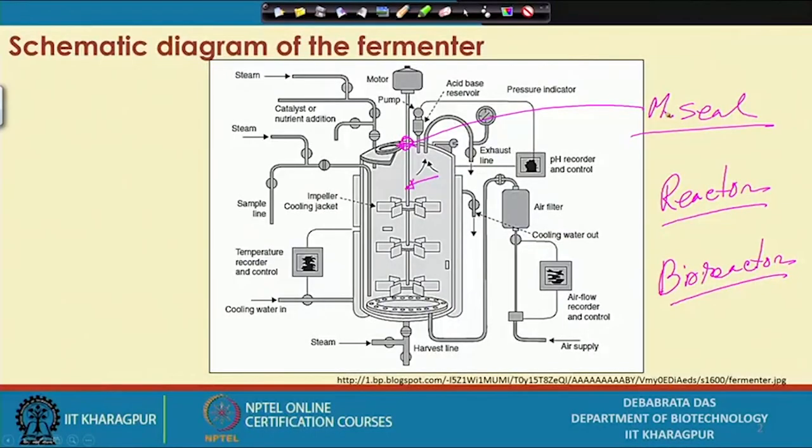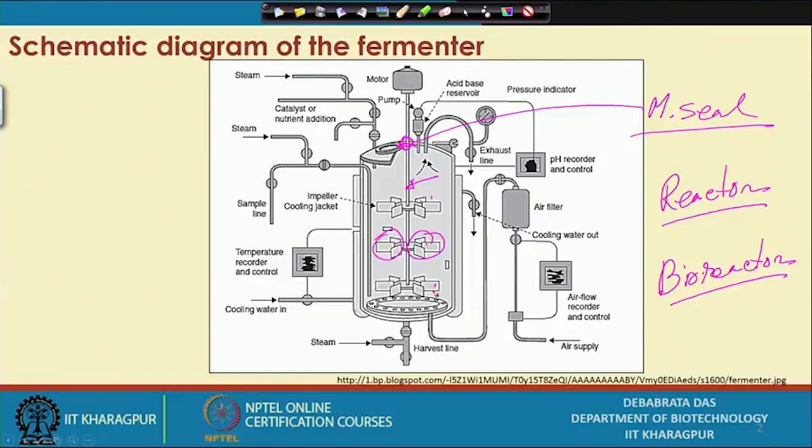Now, there are a lot of other things that we have. This is the impeller. I have already discussed this impeller that is attached with the shaft, and at different heights we have to provide these, to make the mixture perfectly homogeneous in nature. And then another very important thing is the temperature. You have to maintain the temperature.